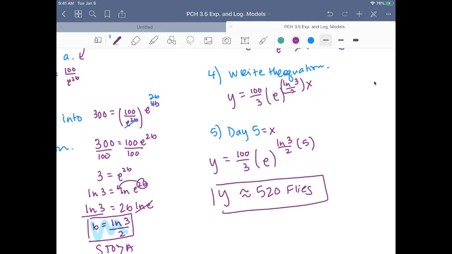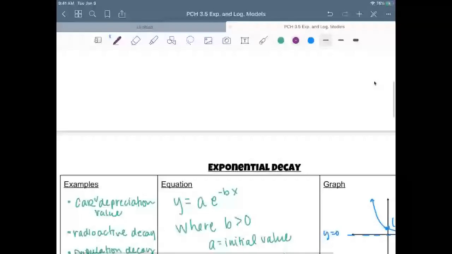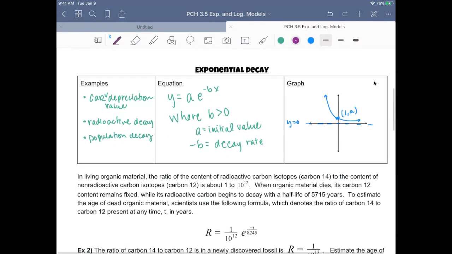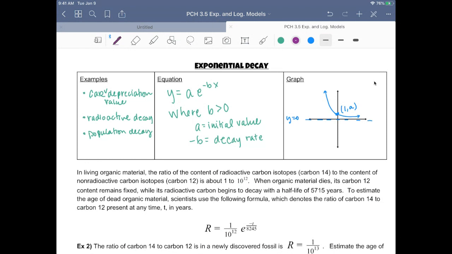Okay, we're going to look at exponential decay next. This is another model that we use exponentials in. Some examples are car depreciation, radioactive decay, and population decay. The only difference in the equation is that it has a negative b. So when we define that the rate is negative, we have to say that the actual value of the rate is going to be positive, and then we slap on the negative sign. The graph is decaying. It looks much like our other graph, but it's horizontally reflected.